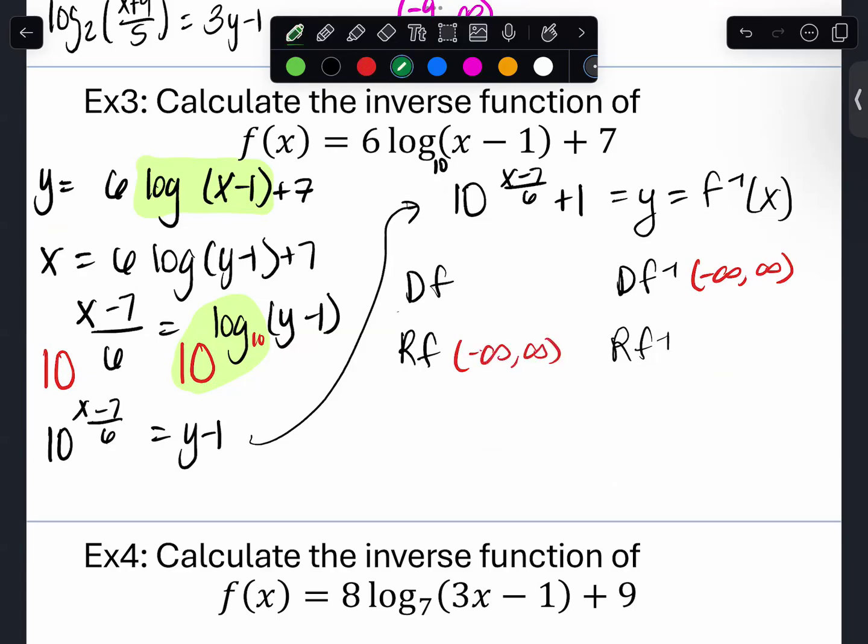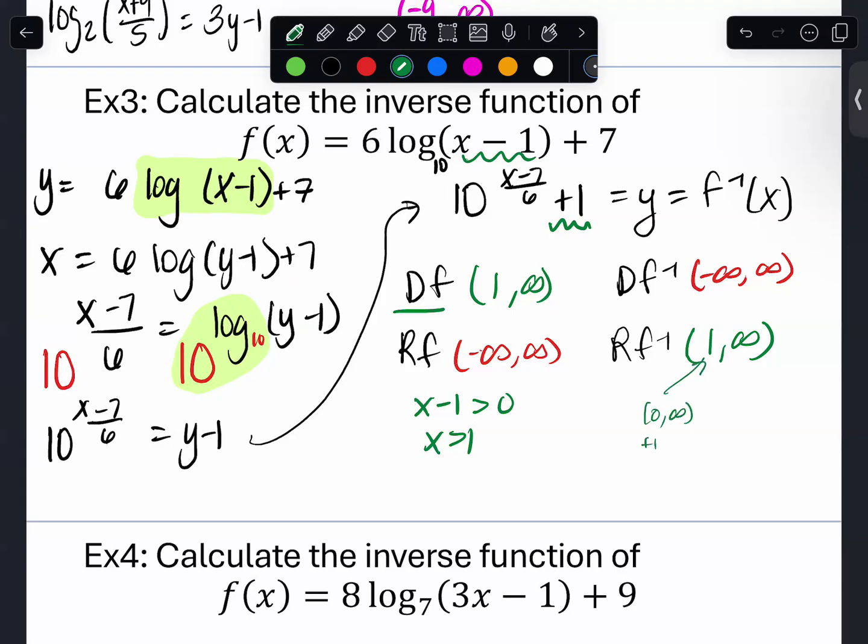Now to find the domain of f, we take that x minus 1 and say it has to be greater than 0. What's inside the logarithm has to be positive. So x has to be larger than 1. That means my domain as an interval is from 1 to infinity. That means I also have the range of f inverse as from 1 to infinity. Notice it really did move up 1 from 10 to the x power in terms of vertical transformations. So the normal range from 0 to infinity really did move up 1 to go from 1 to infinity.